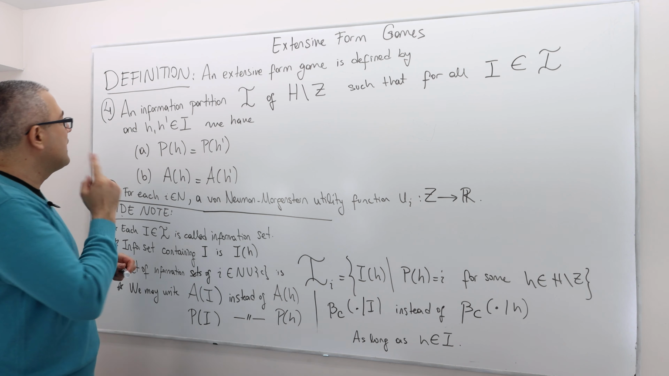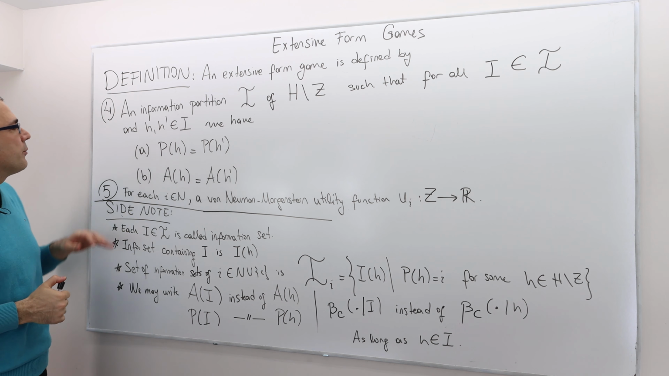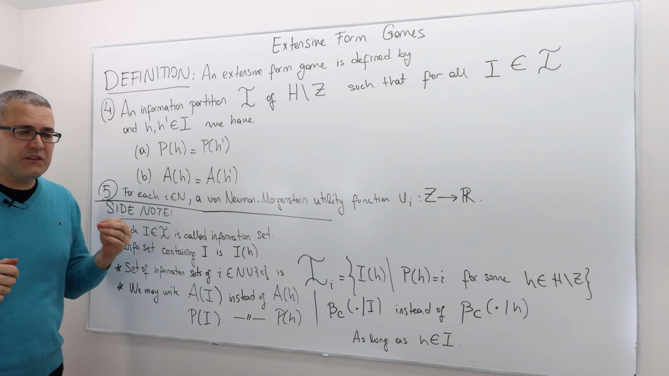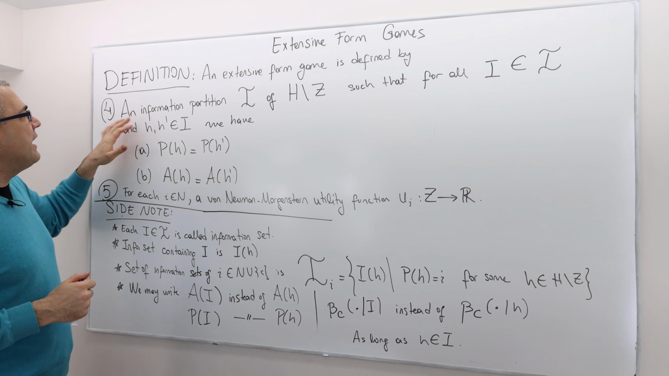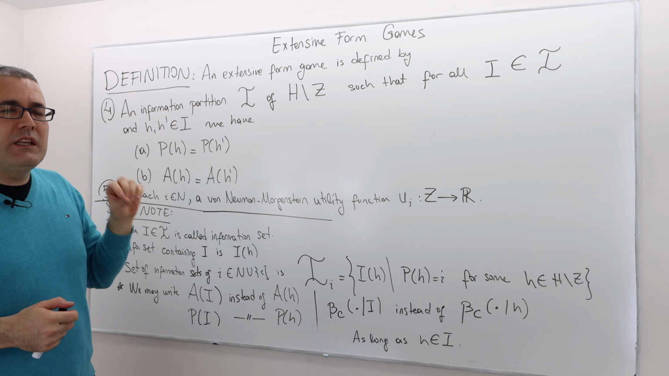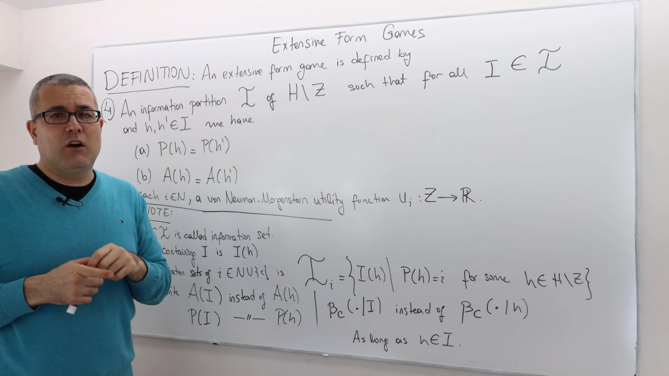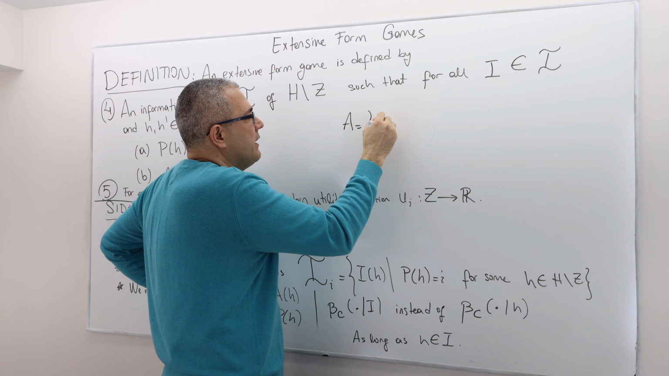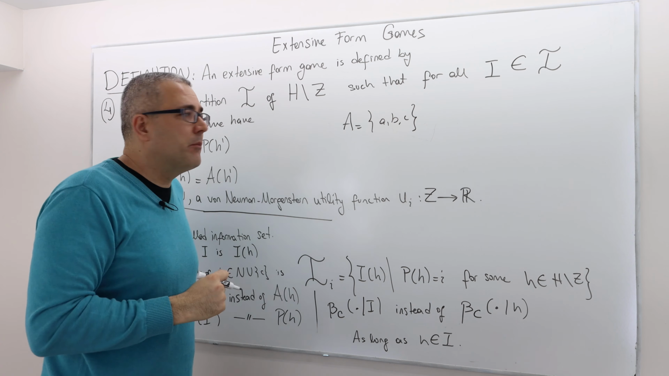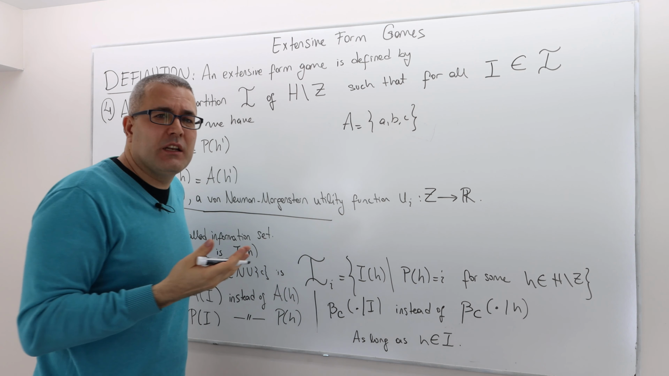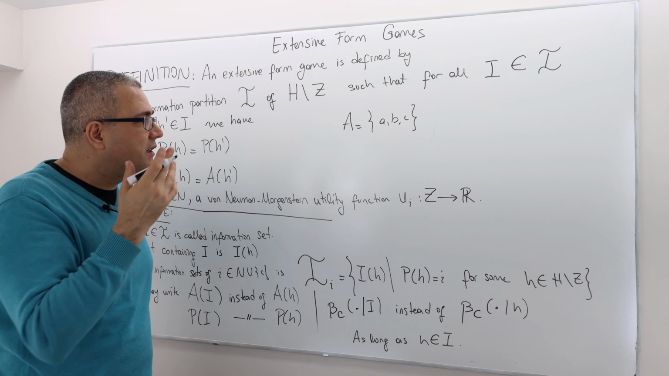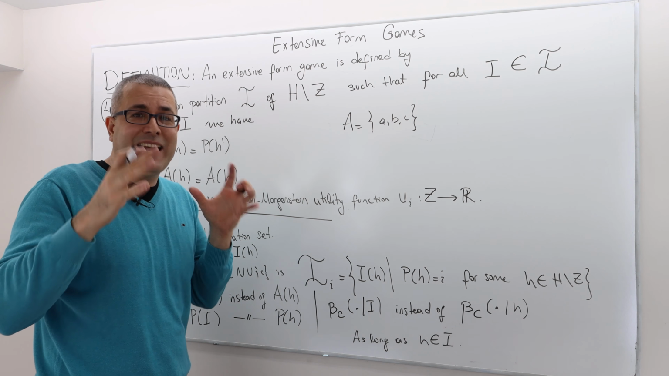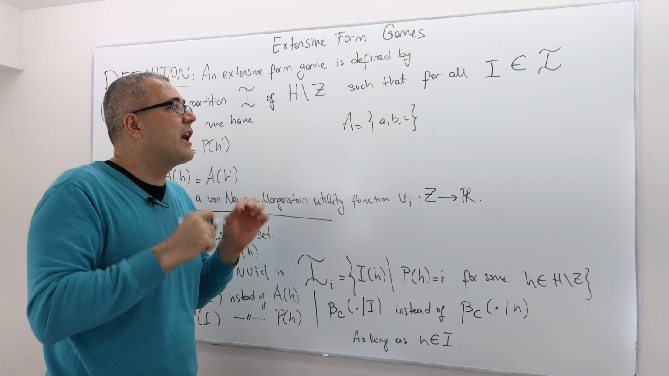This is the last two ingredients of an extensive form game. Well, the fourth one is what we call the information partition. Here we describe information sets. So an information partition is basically a partition of a set. Let's take any set, a random set A which has A, B, C as elements. So what is a partition of this set? Well, a partition is a set which includes subsets of A.